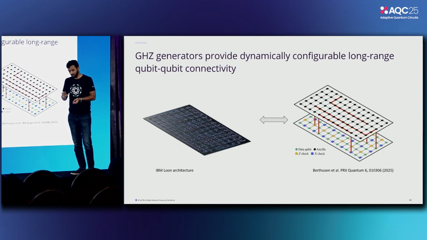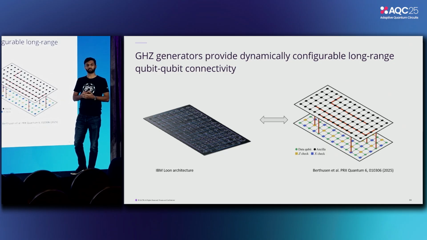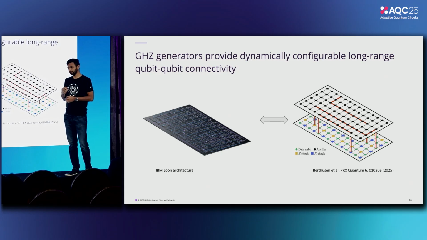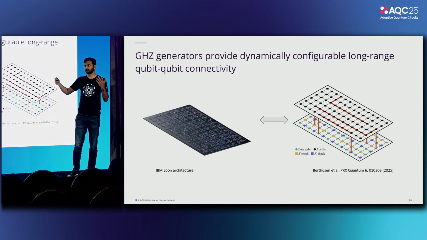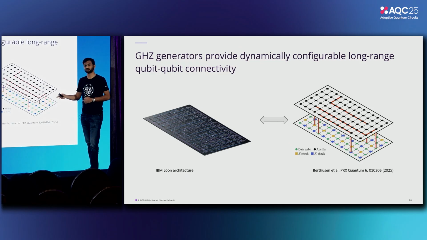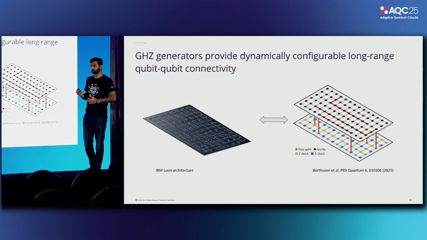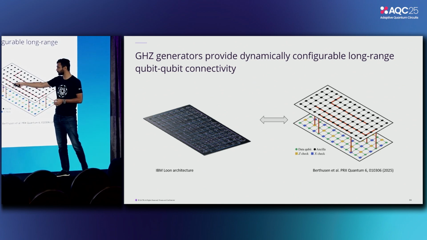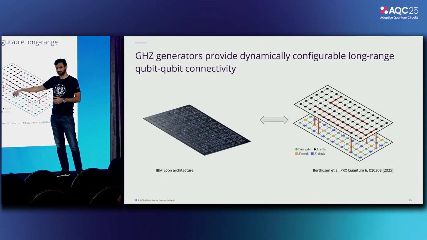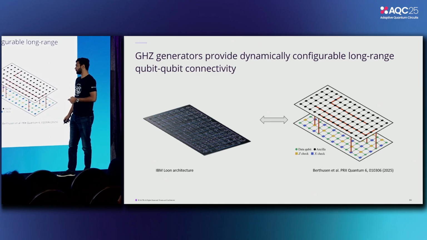So now I want to transition to GHZ states. And GHZ states are not just scientifically interesting, that, oh yeah, we created this very large multipartite entanglement state. They actually serve like quantum buses. This week, I think, IBM put out this Loon architecture device. It looks very complicated with long-range connections.